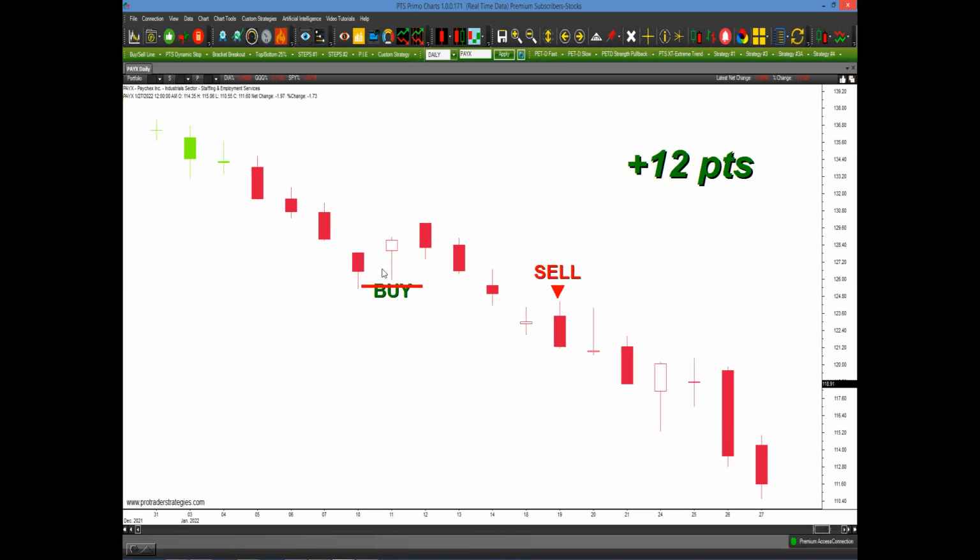And guess what? If you had not taken that trade, you would have been free to take the strategy 5 setup that happened just a few days later and potentially captured an extra 12 points coming into the end of January last month.